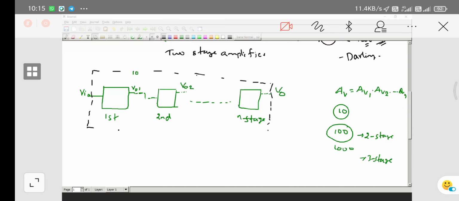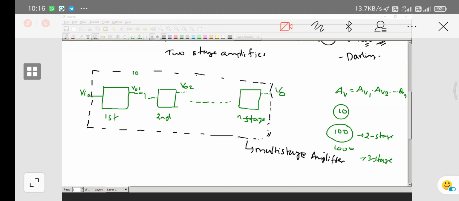So please try to maintain the notes while I am explaining. Why? Because it is not going to be clear in the textbooks. Try to write yourself. So it is a multi-stage amplifier. And one more thing is, what I am speaking, everything is not going to be written on the screen. So try to write yourself. It is a multi-stage amplifier.